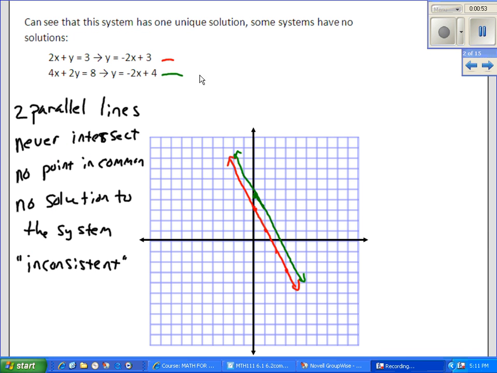special cases first. That one had one unique solution. Some systems have no solutions. In the case where you have two parallel lines, they never intersect. There's no point in common. So we say there's no solution to the system, or we can say the system is inconsistent.